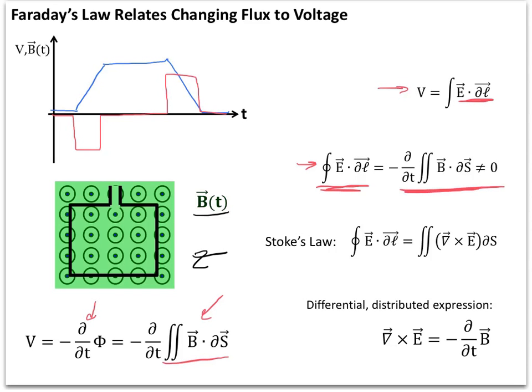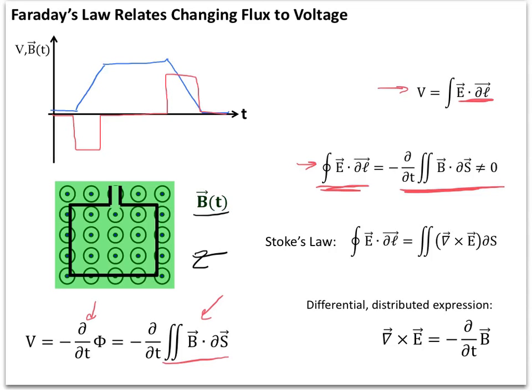And now we find something interesting. When fields are changing in time, our old relationship that the line integral of an electric field around a loop is equal to 0 is no longer true. We find that this, in fact, is violated. And so one of the rules we've based things on has changed in the case that we don't have static fields anymore.